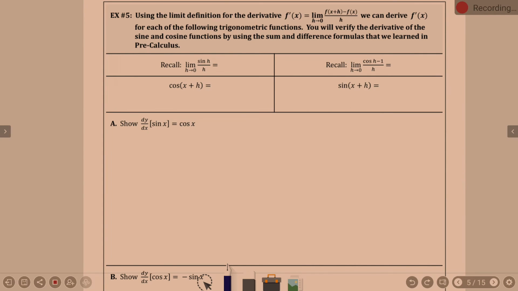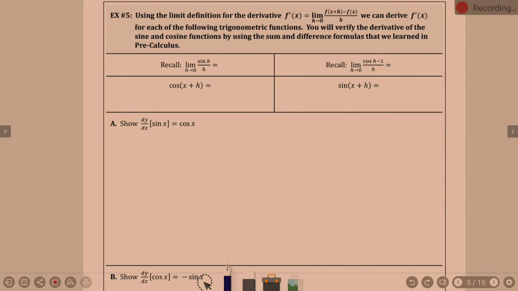Okay. Couple of things here. Using the limit definition for the derivative, f prime of x equals the limit as h approaches 0 of f of x plus h minus f of x all over h, we can derive that f prime of x for each of the following trig functions. You'll verify the derivative of the sine and cosine functions by using the sum and difference formulas we learned in pre-calc.